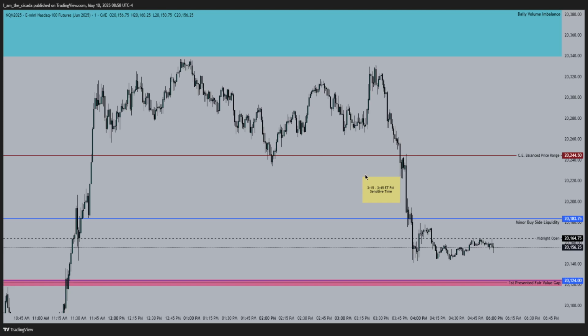You can see that during 3:15, the Eastern Time PM sensitive time, this 30-minute window, see that price pushes lower, taking the sell side liquidity at this low here. And then during the last 15 minutes of the final hour, up until 4 p.m., which is around this candle here, you can see that price rushes lower, moves back beneath the minor buy side liquidity, beneath midnight open, and then accumulates until close.